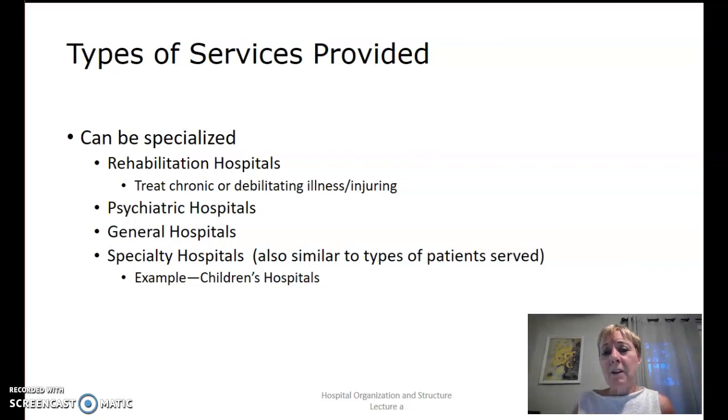Types of services provided can be specialized, such as rehab hospitals. Rehab hospitals will treat chronic or debilitating illnesses or injuries. Psychiatric hospitals are for care of mental disorders and conditions. You can have a general hospital, which is an all-purpose hospital that provides a variety of treatments, or a specialty hospital, such as a children's hospital. And notice how a specialty hospital can also describe the type of patient.